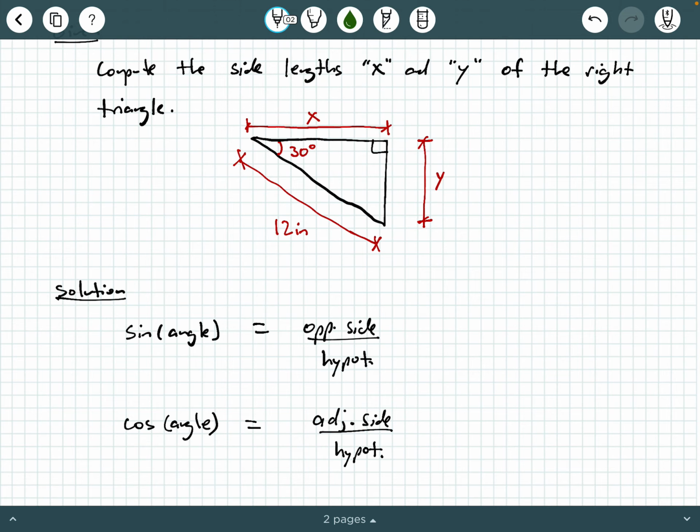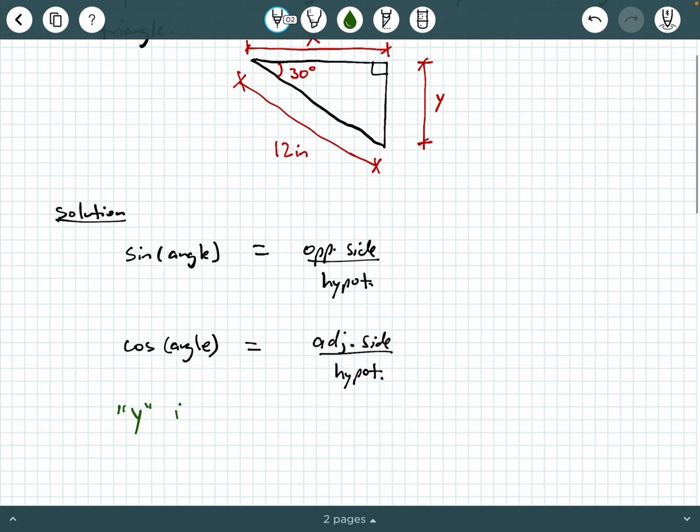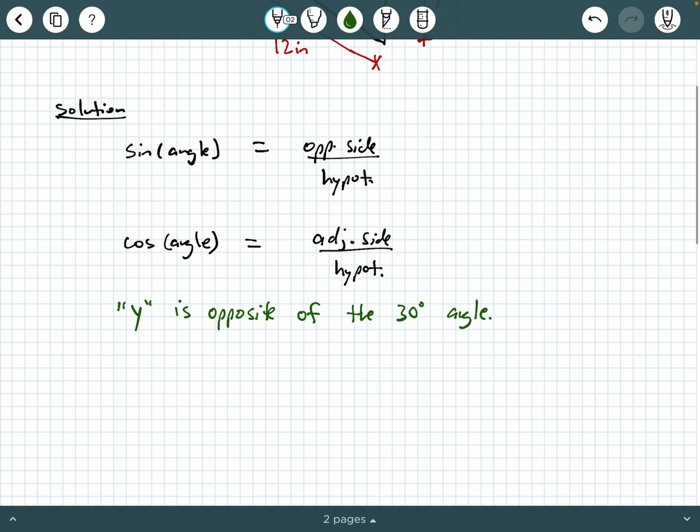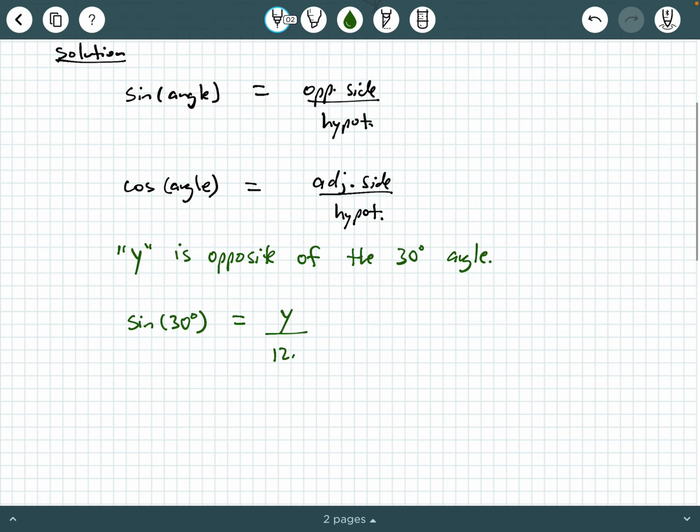Let's make a note here: the side y is opposite the 30-degree angle. So I can say sine of 30 degrees equals y over the hypotenuse. The hypotenuse is the 12 inches that was given. Now I can cross multiply, multiplying the 12 inches to the other side of the equation, and solve for y. Y equals 12 inches times the sine of 30 degrees. If you punch this in your calculator, or if you remember your special angles, you'll know that this comes out to be 6 inches. So that's one of our answers: y equals 6 inches.